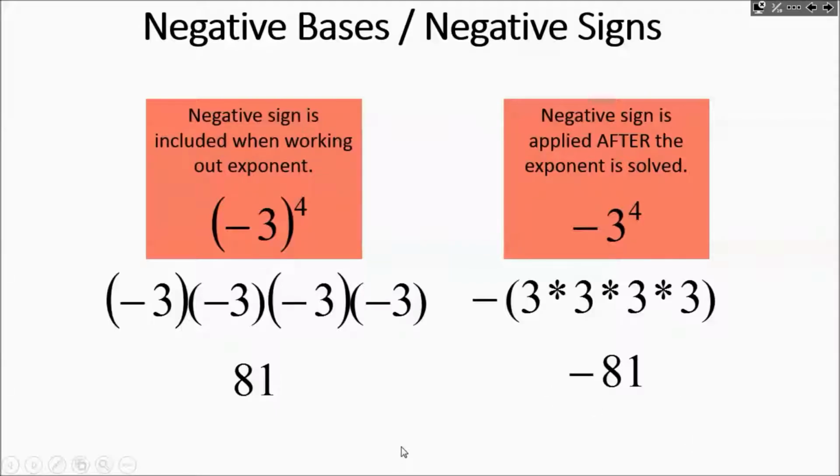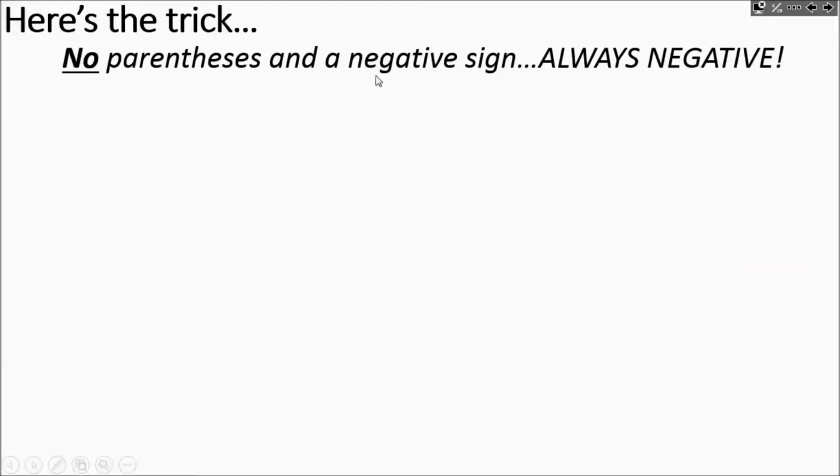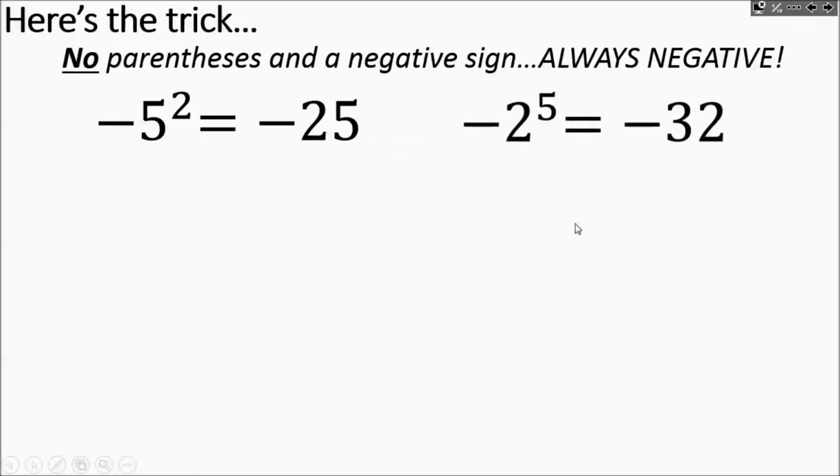So some of you might be seeing the patterns that help you figure out if it's going to be positive or negative. Here's the cheat sheet. Here's the trick. If there's no parentheses and a negative sign, it's always going to be negative. Just like this. No parentheses and it's a negative, it's going to be negative. Same thing here. The negative just comes over. You do 2 to the 5th and you get your 32 and stick a negative in front of it.